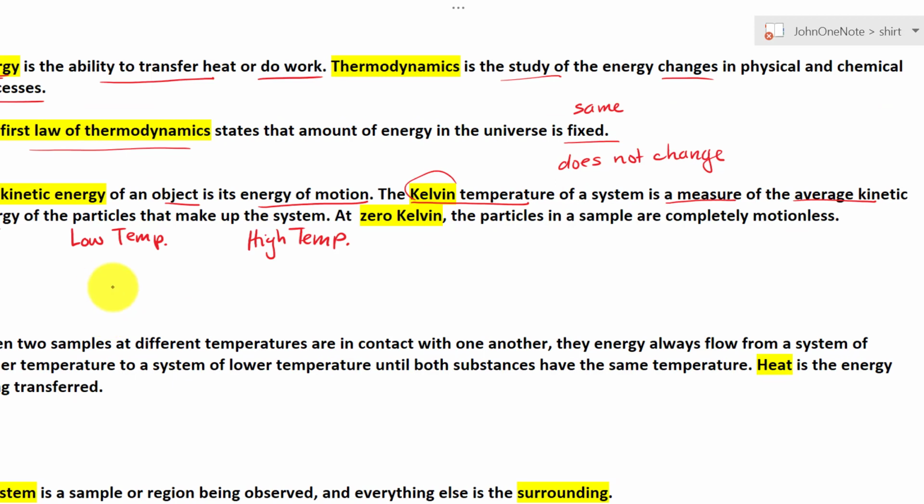If we look at lower temperature, let's draw a random particle, and this line here represents the motion or the velocity of the particle. If the same particle exists at higher temperature, you will see a longer line. This longer line represents that it is moving at a faster velocity and has greater motion, which is greater average kinetic energy.